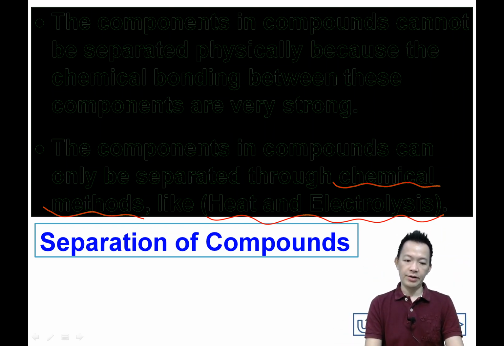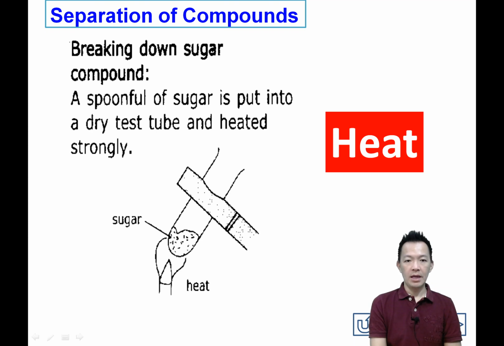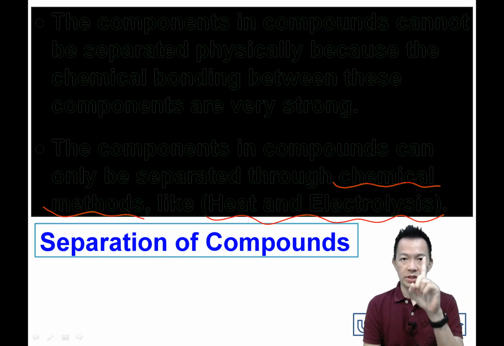It's already enough for you to use. Actually, if you go for the exam, what you must know is: compound, we need chemical method. Any example of chemical method? Heat and electrolysis. Okay? And now I prepare my own experiment not available in your notes. I just want to prove to you.